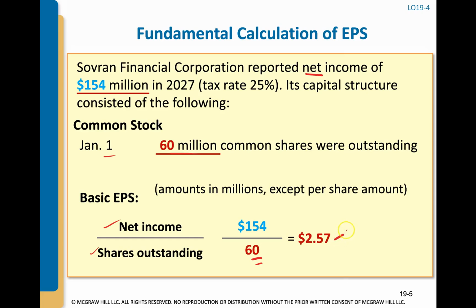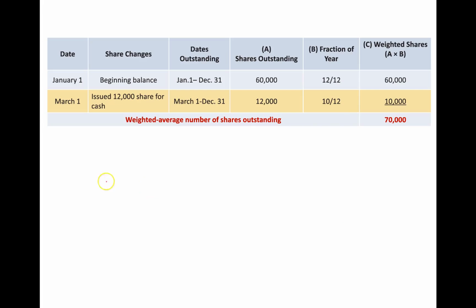And our earnings per share is $2.57. So for every share I own, there's $2.57 of earnings available. That doesn't mean I'm going to get it as a shareholder. It just means that's what the company has. Now, here I have this little table that I'm going to continue to build on. On January 1, that was our beginning balance, and the dates outstanding for those 60 million shares was for the whole year.